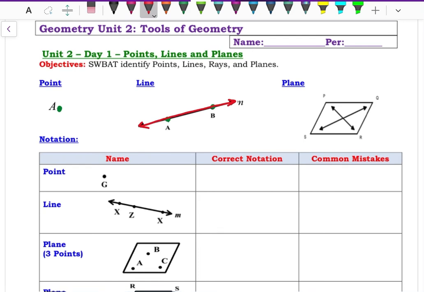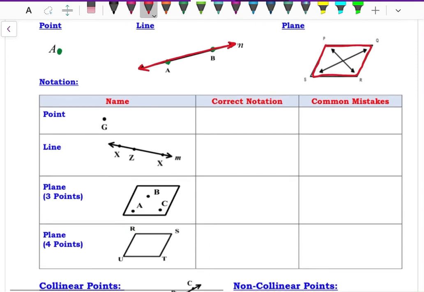And then we also have a plane. So a plane is a flat surface. This could be like a desk surface or a table surface, or even a piece of paper is like a plane, and it has multiple points on it. So we're going to go over notation first.